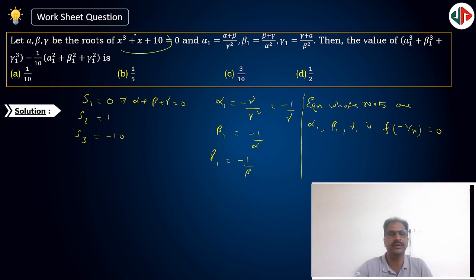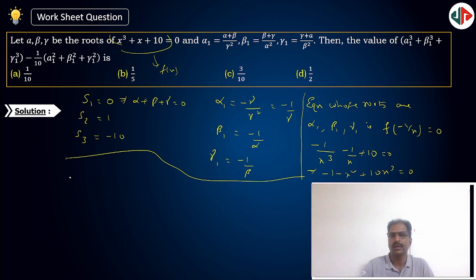What is f of x? This is f of x for us. So what is f of minus 1 by x? Replace x with minus 1 by x. Then you get minus 1 by x cube minus 1 by x plus 10 is equal to 0, which implies, taking x cube as LCM, 10x cube minus x square minus 1 is equal to 0. This is the equation whose roots are alpha 1, beta 1, gamma 1.